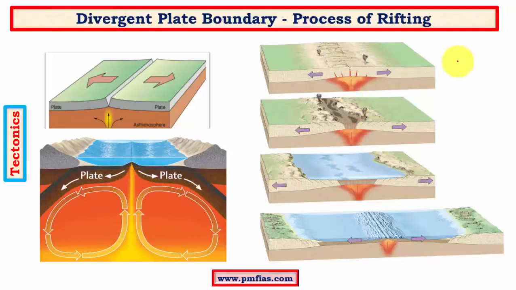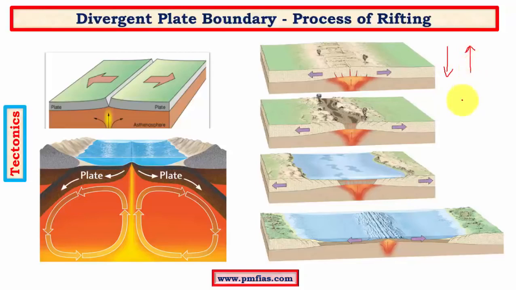We know that there are three important kinds of faults. The first one is normal fault, where a block of earth slides downwards. This particular movement is called subsidence. In the other case, we have reverse fault, where a block of earth moves upwards or slides upwards, and this particular movement is called upliftment.